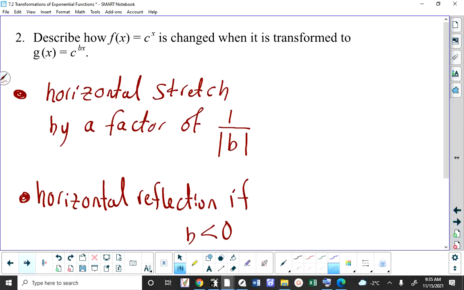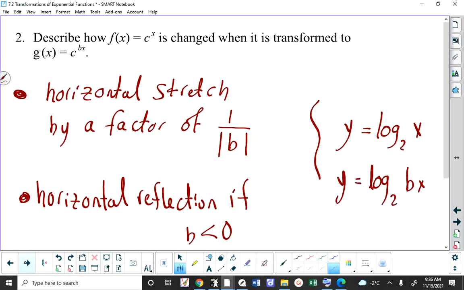Because everything that I'm writing here could be written for any function where x is multiplied by b. Right? If I told you y equals log base 2 of x, and then I said, what does this look like in comparison to y equals log base 2 of x, whatever that means, because you don't know yet, you would say, well, it looks like this first function, y equals log base 2 of x, stretched horizontally by a factor of the reciprocal of the absolute value of b. And if b is negative, it's been reflected horizontally.